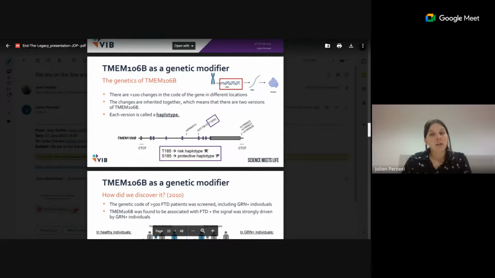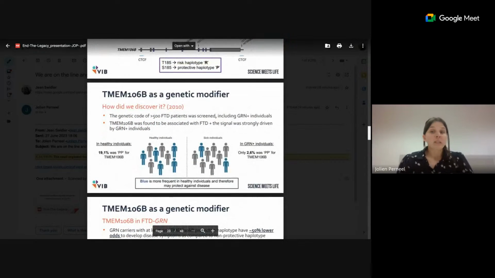So this means that in the general population, there are two versions of TMEM106B, which we describe as either a risk haplotype, which I will refer to as the R in the following slides, or a protective haplotype, which will be with a P. TMEM106B was discovered as a genetic modifier for FTD in 2010 in a study from our lab, amongst others, in which we compared the genetic code of over 500 FTD patients. We screened the genetic code. They included progranulin individuals, and then we compared them with healthy individuals.